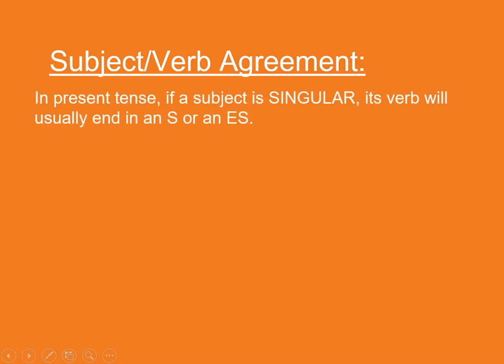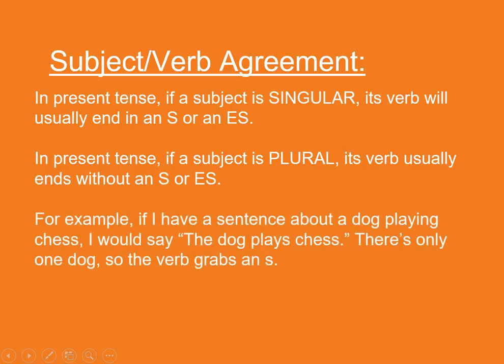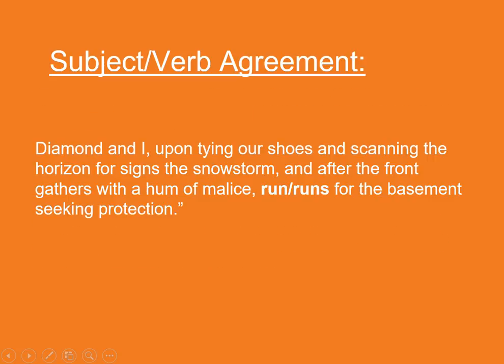Let's check this out. So in the present tense, if a subject is singular, its verb will usually end in an S or an ES. This is not true if you're using the second person singular subject, which is you. Generally speaking, that's not going to end in an S or an ES, but we'll cover that in a second. In the present tense, if a subject is plural, its verb usually ends without an S or an ES. For example, if I have a sentence about a dog playing chess, I would say, the dog plays chess. There's only one dog, so the verb grabs an S. If it were to be, the dogs play chess, only one S is going to be there.